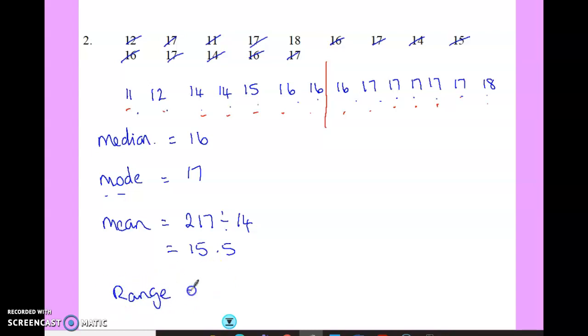Last one then, the range. Range is the highest number, take away the lowest number. Highest number is 18, lowest number is 11. 18 take away 11 is 7.